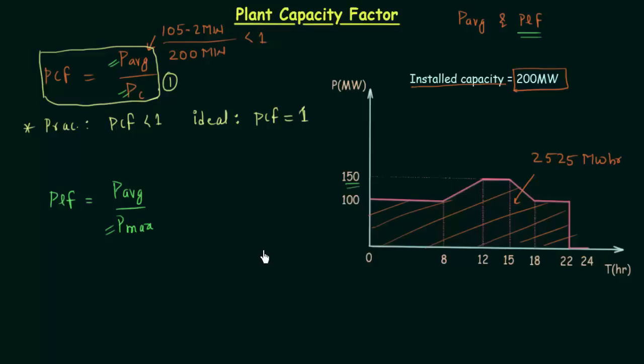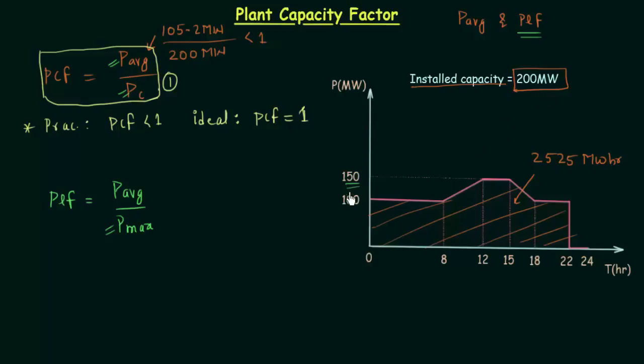PC is the installed capacity. For example, we are having one generating station, and one generating station is having the installed capacity of 200 megawatt. So 200 megawatt is the maximum amount of power the plant can provide. So this is what we call installed capacity. It is very simple to understand the word installed capacity. You have installed a power plant with this capacity.